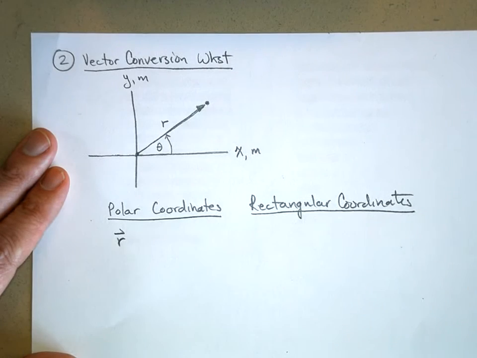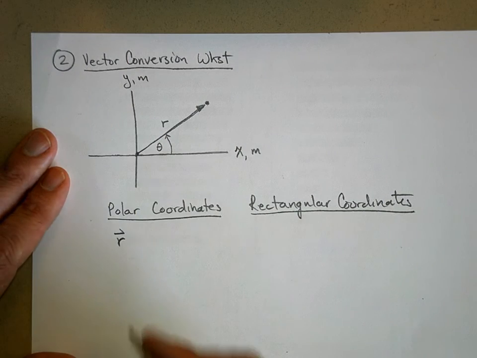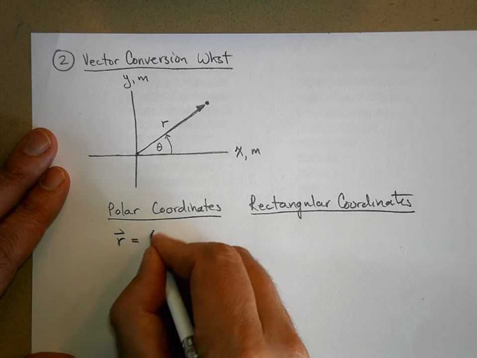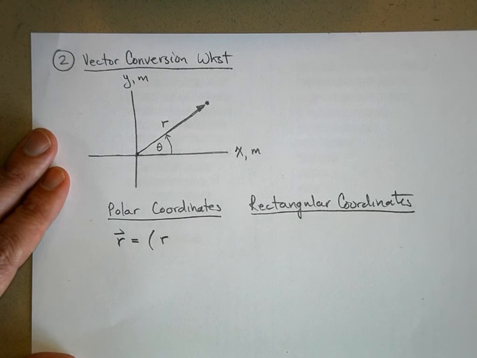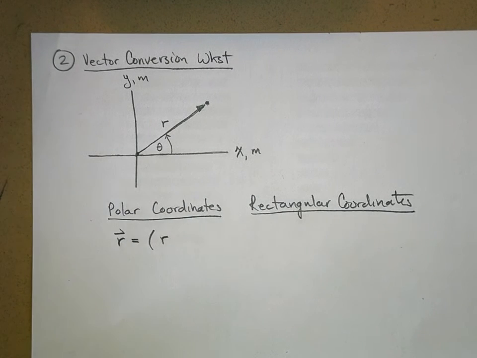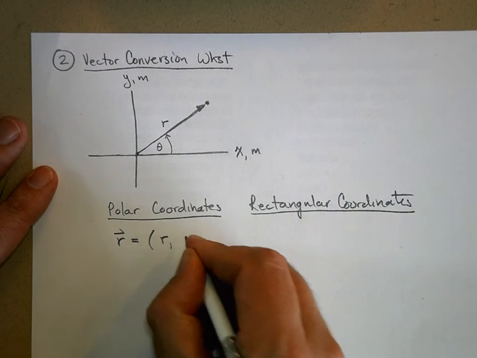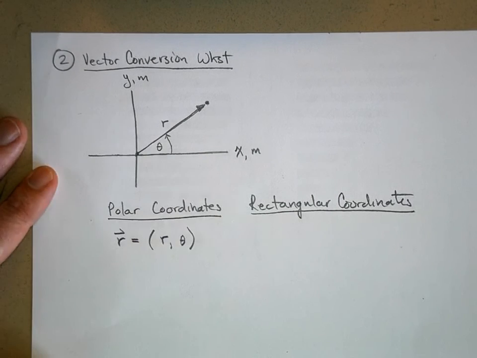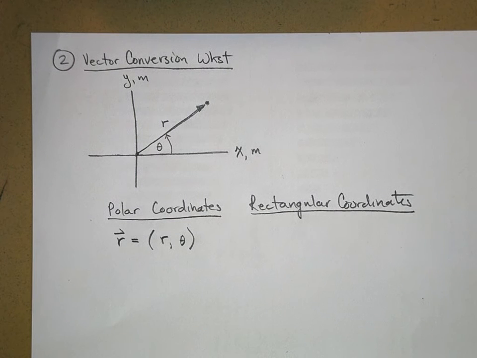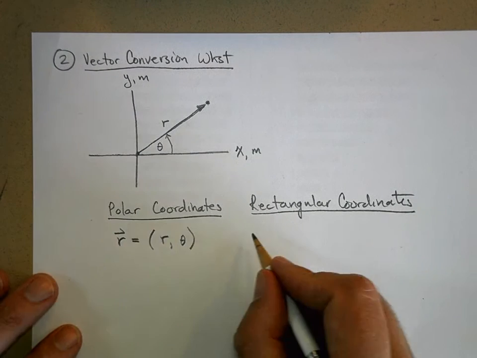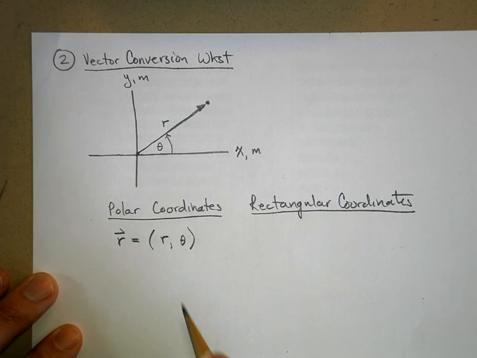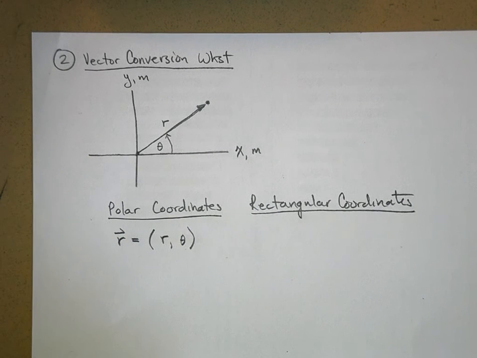Polar coordinates: here I have vector r, that is position vector r. In polar coordinates, I'm going to say r is a distance away from the origin, or a magnitude, how far away it is, and in what direction is it. R and theta. Now, if I give you an R and a theta, I've given you the polar coordinates for the position.